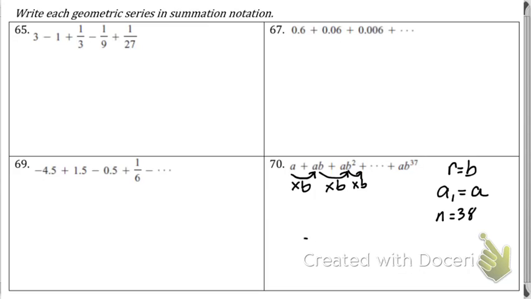So that means in summation notation, we'll have i equals 1 all the way to 38. And my explicit form of a geometric sequence is my first term, which is a, times my r value, which is b, to the n minus 1. Do all those steps make sense? Alright, so the whole point was just recognizing that we multiply by b. That was the big trick to that question. Alright, other questions?